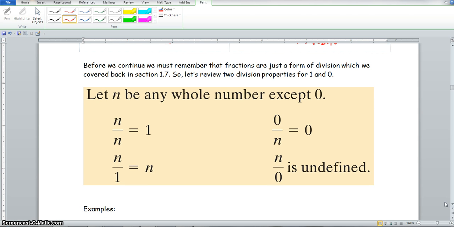Now it says, before we continue, we must remember that fractions are just a form of division, which we covered back in section 1.7. So let's review two division properties for 1 and 0. We know any number except 0 divided by itself is 1. It says let n be any whole number except 0. So any number divided by itself is 1. Any number divided by 1 is the number itself. 0 divided by any number but 0 is 0. And n divided by 0 is undefined.